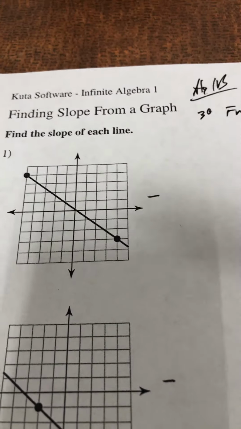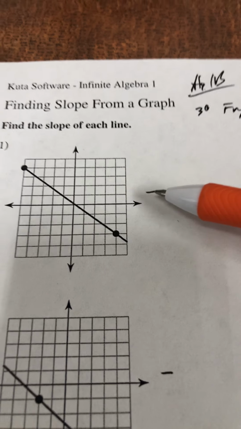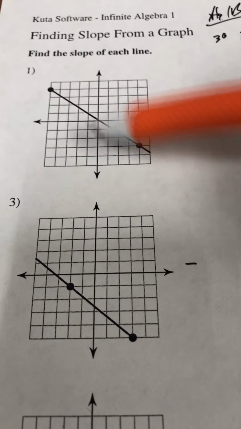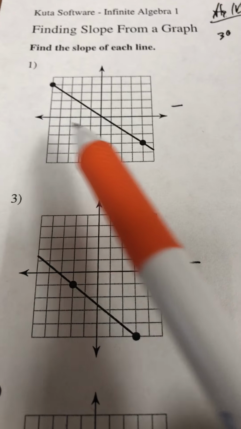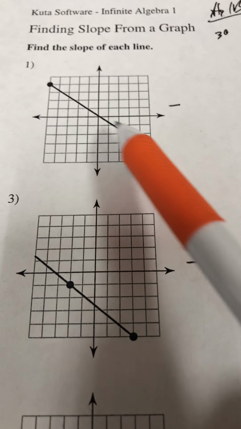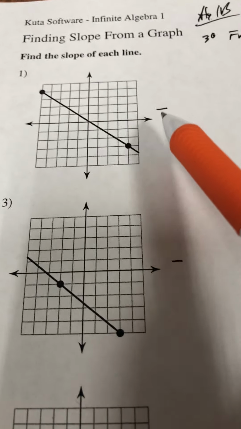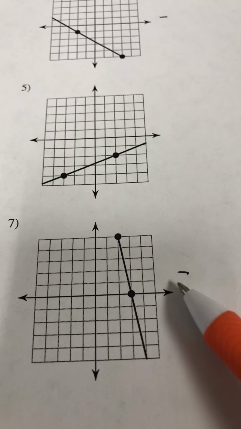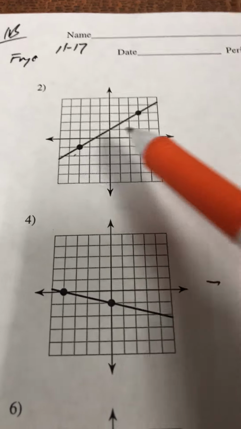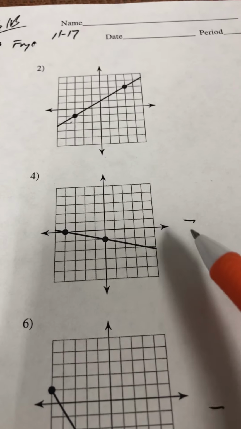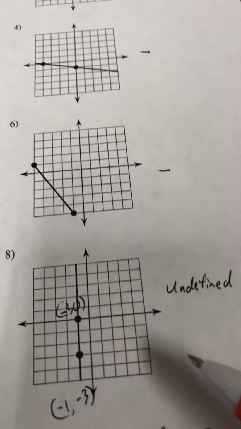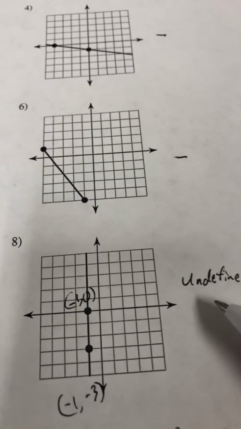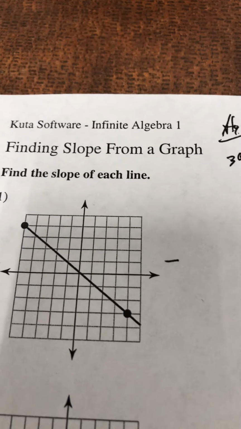What I did was I went through all of these and put a negative. Whenever you see it's going down, when you read it from left to right, that means it's a negative slope. So this is going to be a negative. This is going to be a negative. That's a positive. This is going to be a negative number. It's going down, going up, going down, negative. Negative. This one's going to be undefined, and I'll talk about that one at the end.